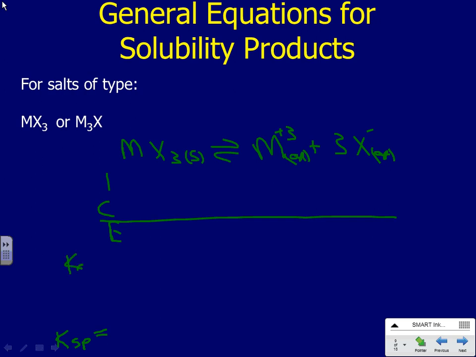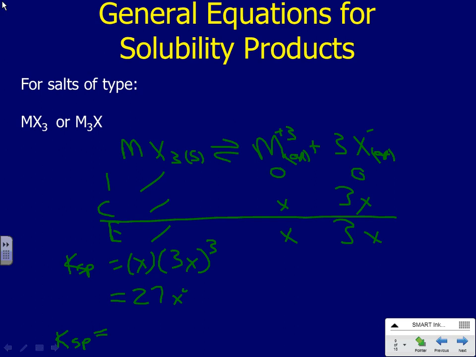Okay, we'll go through step by step. KSP, what do we got? Nothing, 0, 0, x, 3x. x times 3x cubed. I'm jumping the gun, going right to the bottom here. That's going to be 27x to the 4th. 27x to the 4th. There's your KSP.